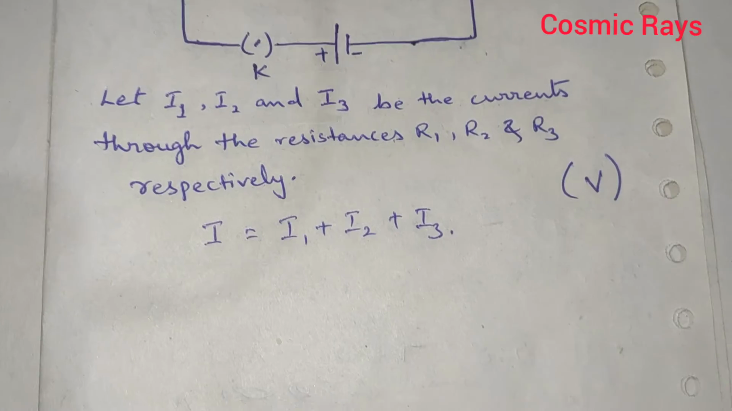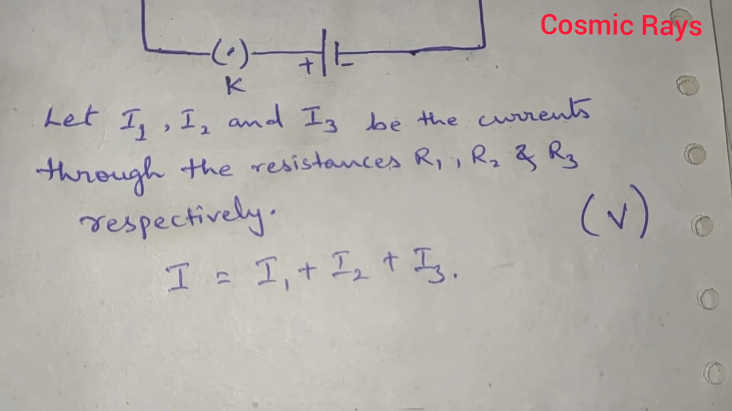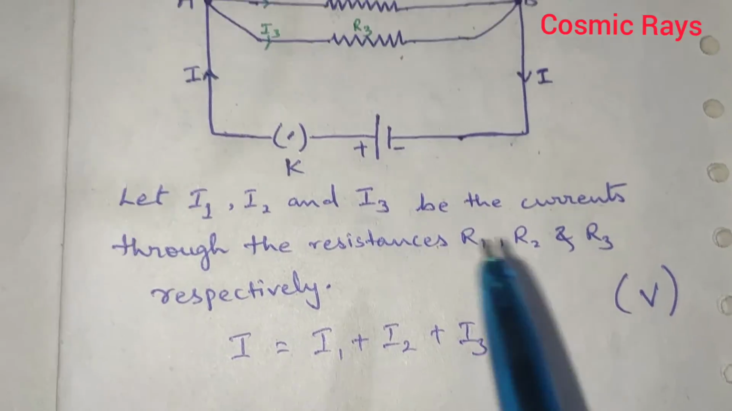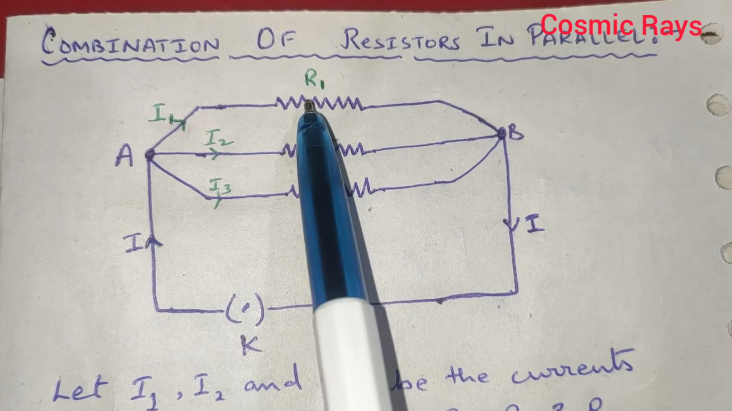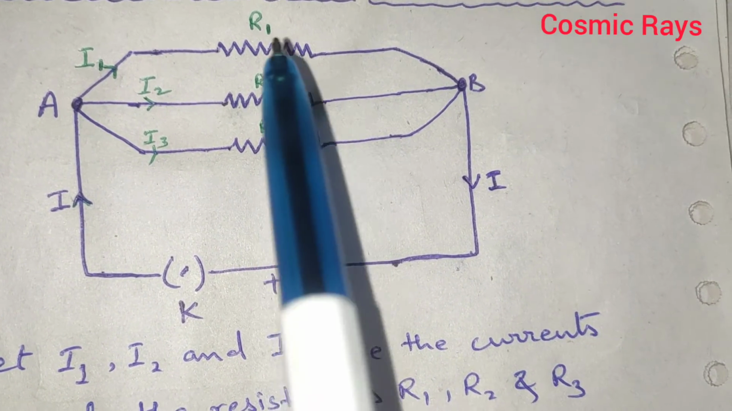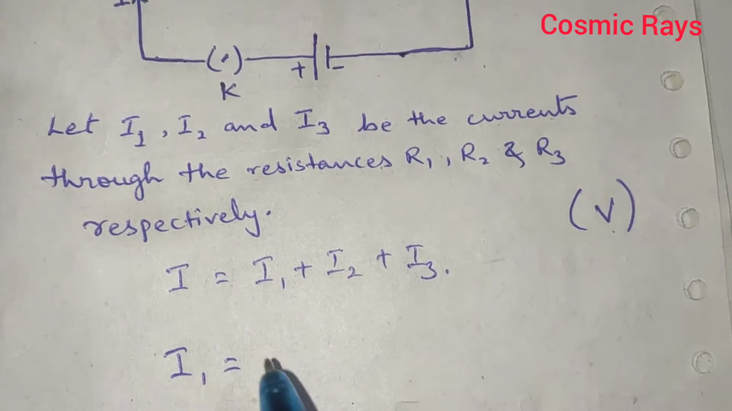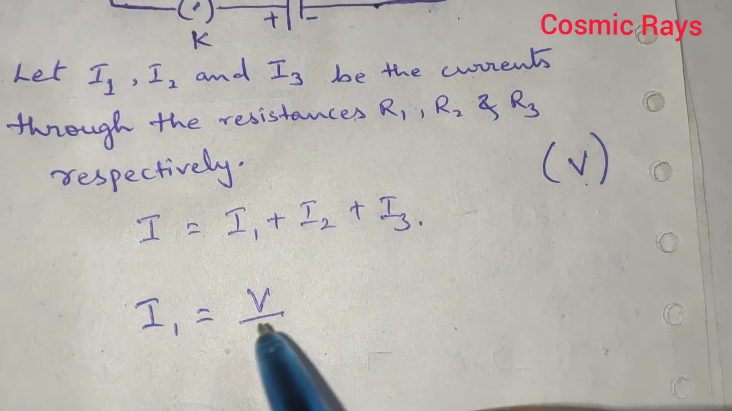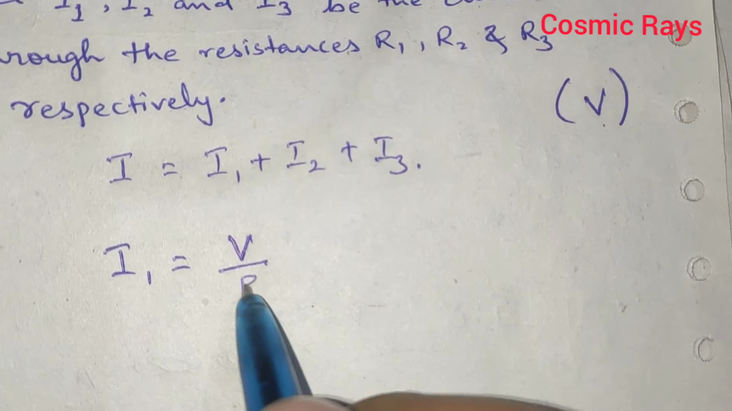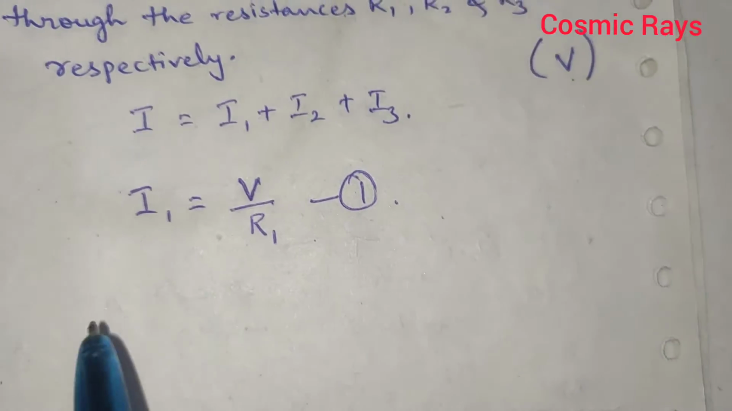So current through R1 will be I1, and by V is equal to IR, I will be equal to V by R. And as I told you, the potential difference remains the same in all the three resistances. So V will be written as V itself and the value of resistance is R1.